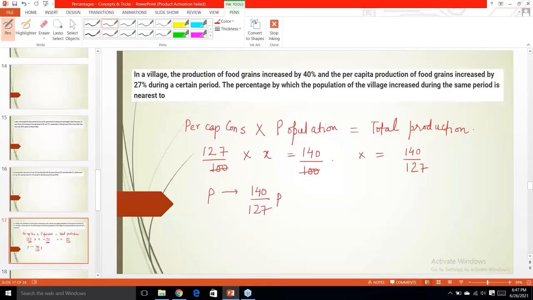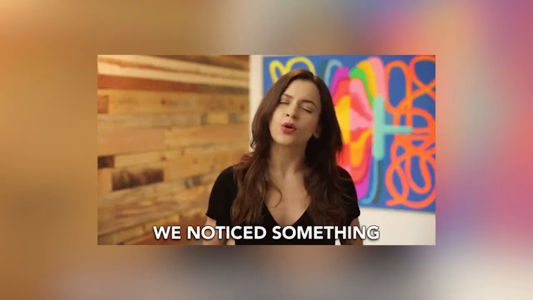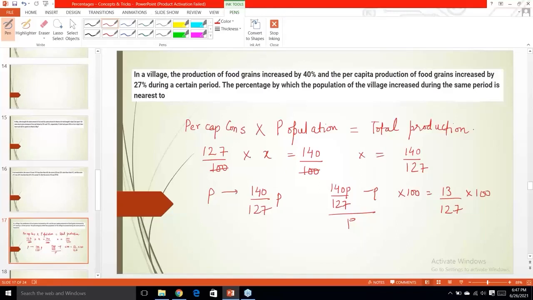So what is the percentage change? The percentage change is final minus initial upon initial into 100. This is 13 by 127 into 100. Now, if you notice, 13 is approximately 10.2% of 127, right? The answer is very close to 10.2%. So that's the first way of doing this.